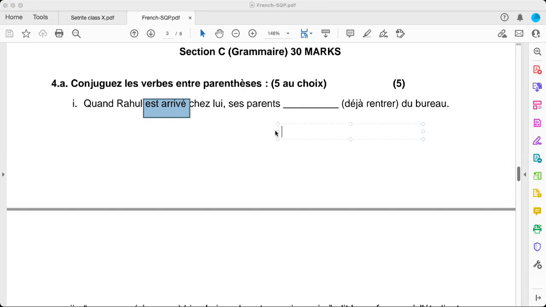So we will write rentrer. We do conjugation with the être verb. So mes parents sont déjà. Déjà will come between the helping verb and the past participle. Rentrés with s because we have the past participle, right?